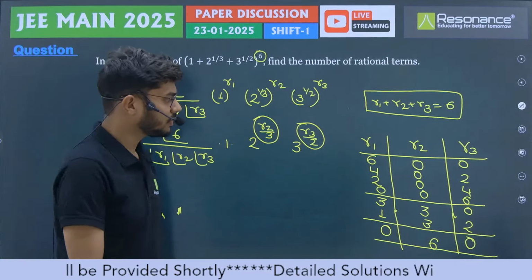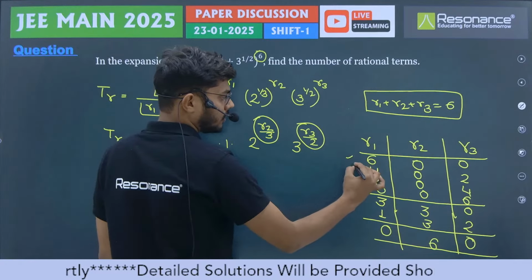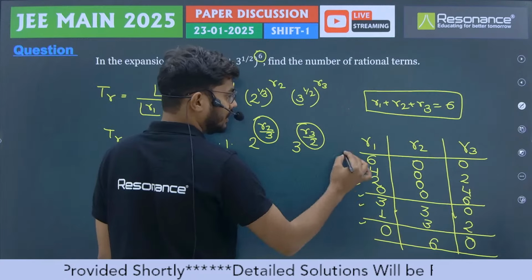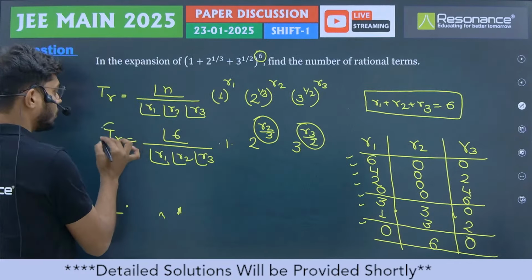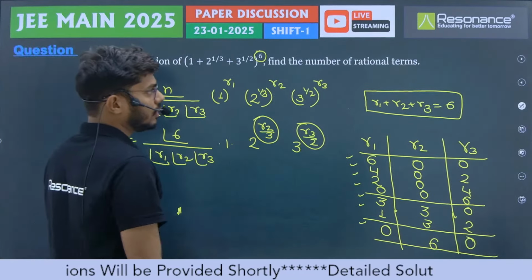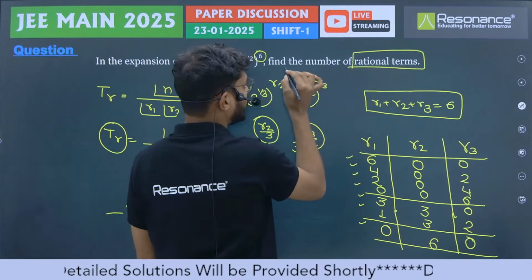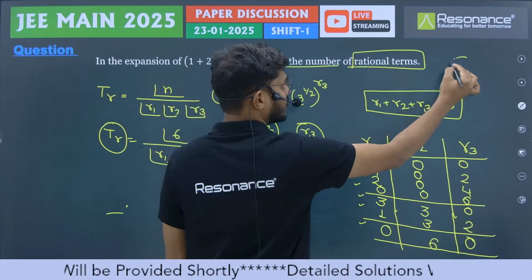Tell me how many possible cases we got? 1, 2, 3, 4, 5, 6, 7. These are the 7 terms which don't have any radical power. It means they are the rational terms. So the number of terms they ask, the answer will be 7.